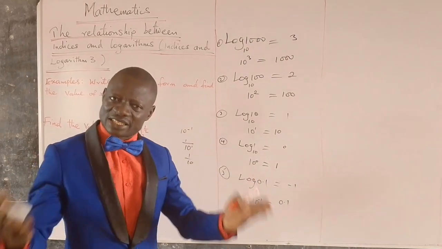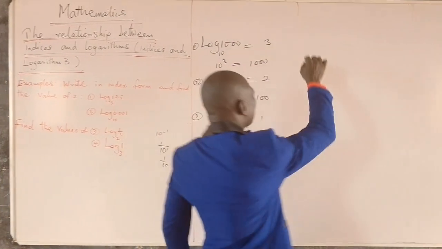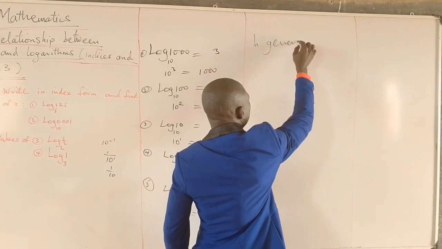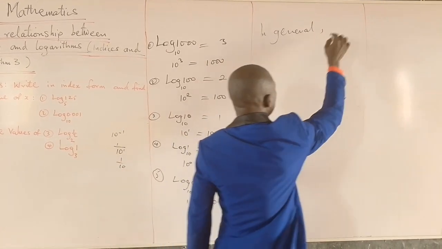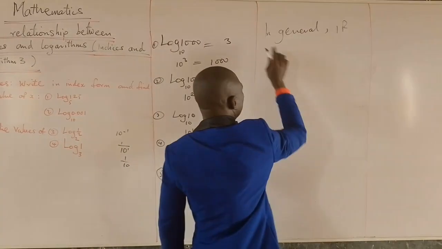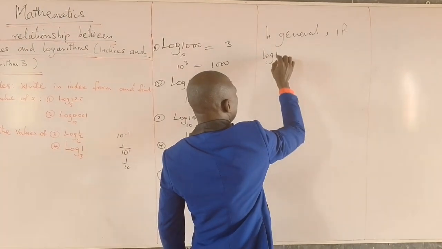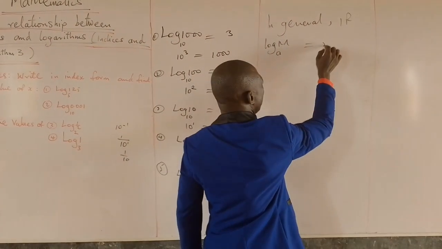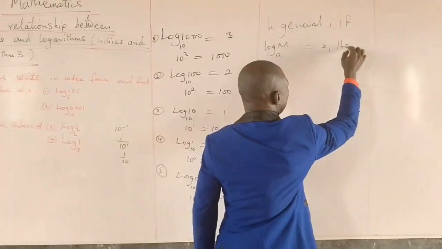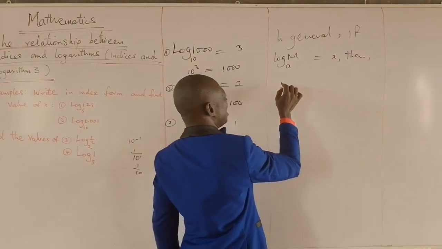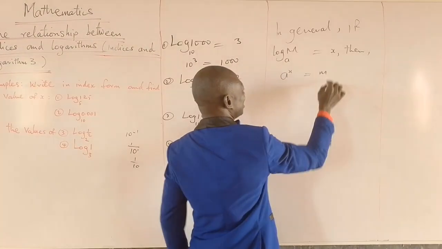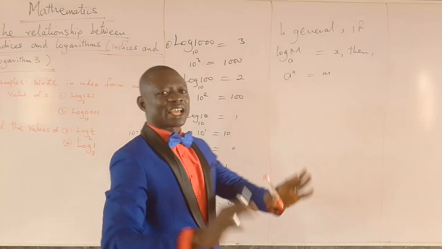So we continue to move like that, and we can generalize it and say in general, if log m in base a is equal to x, then a raised to the power x is equal to m. This is how we generalize the form.